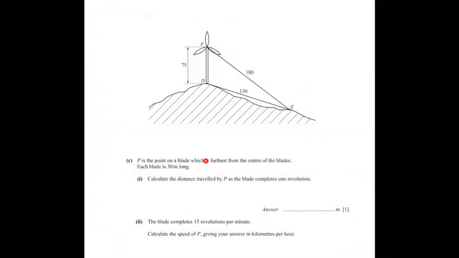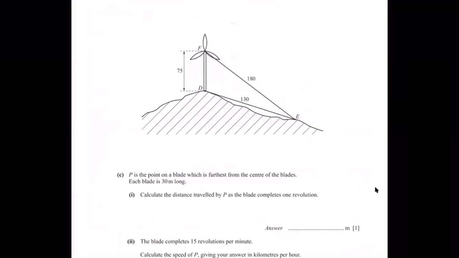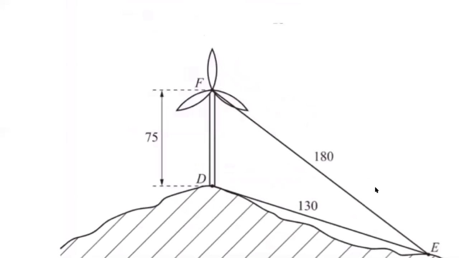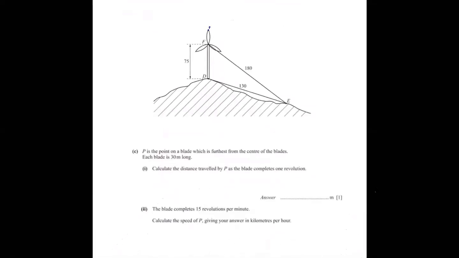The question says P is a point on the blade which is furthest from the center of the blades. Each blade is 30 meter long. So P is basically a point that is furthest from the center of the blade, and the point is on the blade. If I zoom in, you can say that this is point P since it is furthest from the center. Each blade, as given in the question, is 30 meter long.